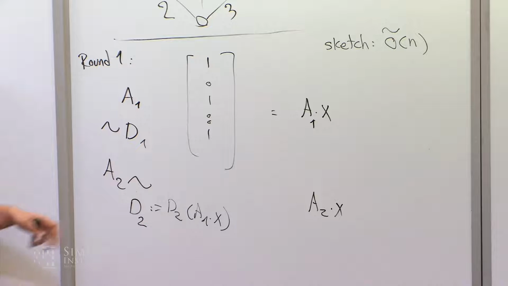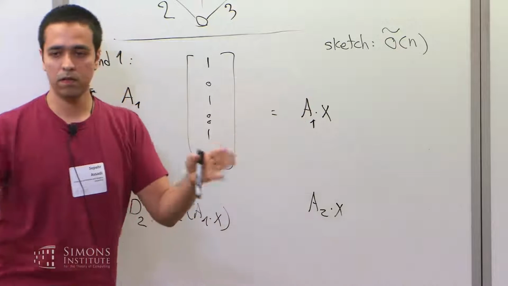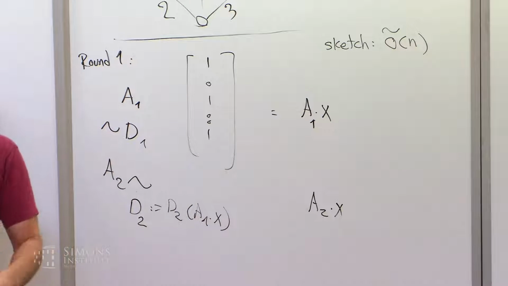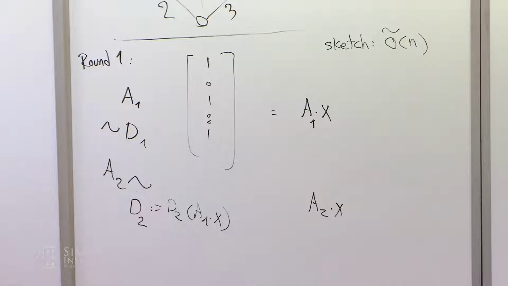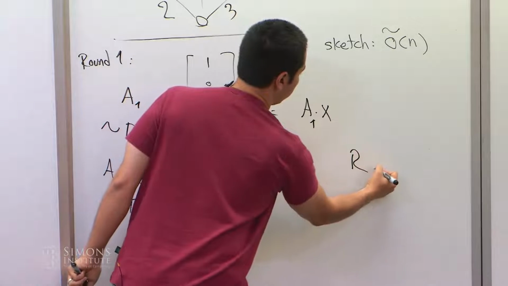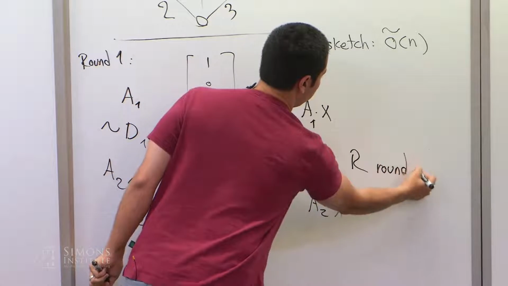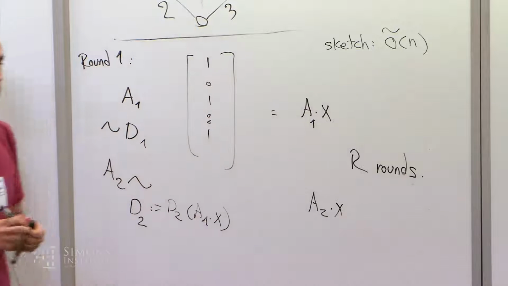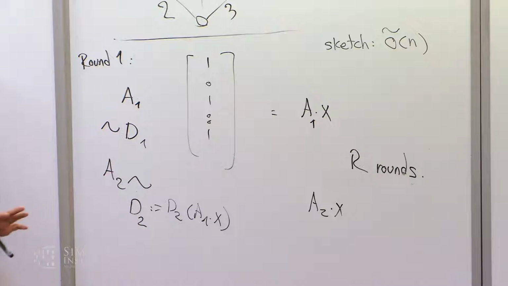In my third round, I put these two together. This is the information I know about my graph. I design my distribution D3 and use that to sample A3. And I do this thing maybe for R rounds. So is the model clear? At the end, I just use this information to output, let's say, the match.